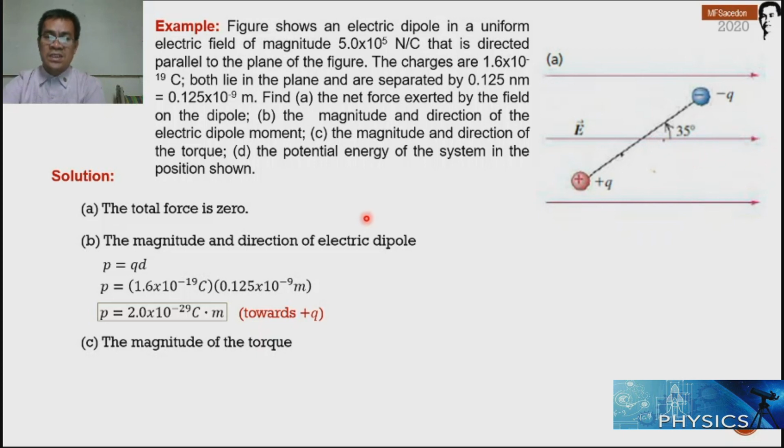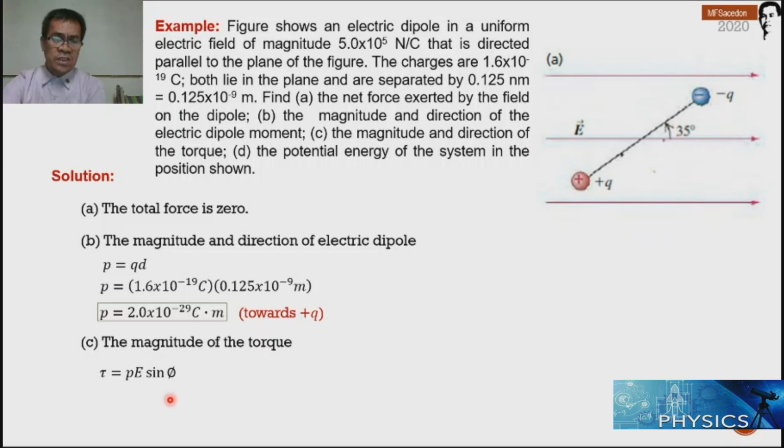Now, where is the angle theta? Because the formula for the torque is P E sine theta. So your P is the answer in letter B. Your E is given as 5 times 10 raised to 5. How much is the angle between the two? Is it 35? Is it the given in the problem? 35? The answer is no.